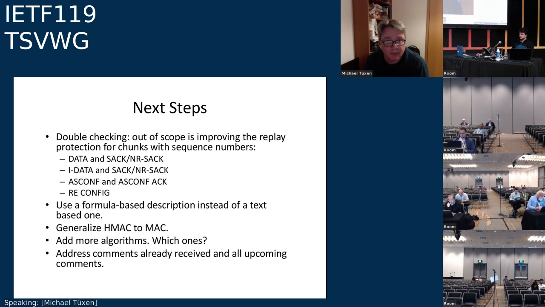What I plan to do is to use a formula-based description of the key handling, similar to what I did here, and then it is pretty easy to generalize from HMAC to MAC. It's a change which will address names of protocol elements. It will change socket API names. So it's a larger editorial change. So that's why I wanted to delay this. And we can add more algorithms. I just right now added HMAC SHA-256 in a directional way.